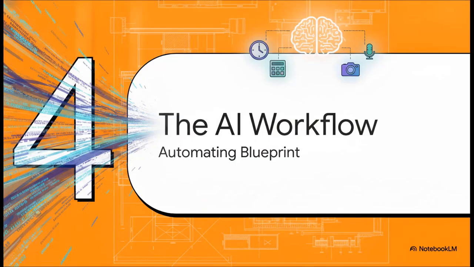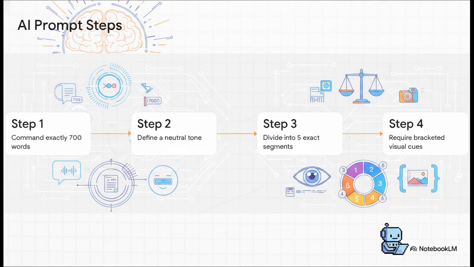Finally, we arrive at Section 4, the AI workflow, or how to automate the blueprint. All right, so we've covered the structure, the word counts, the aesthetics, but how do we actually automate the whole shebang? If you're using AI to help generate your script, you can't just ask it to write a new script. You have to enforce the architecture.